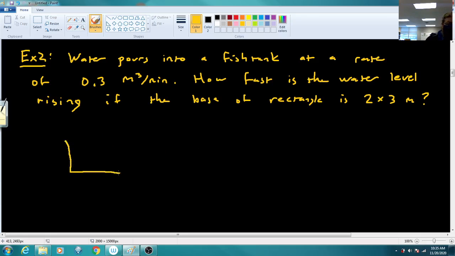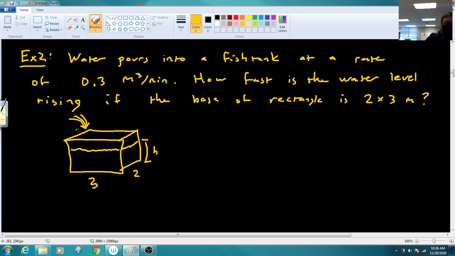So basically we've got a box here that's 2 by 3. If we make that 3, that's 2. You have some water level in there at a height of h, and water is pouring into this at 0.3 cubic meters per minute. So we're going to use the volume equation. The volume would be length times width times height.